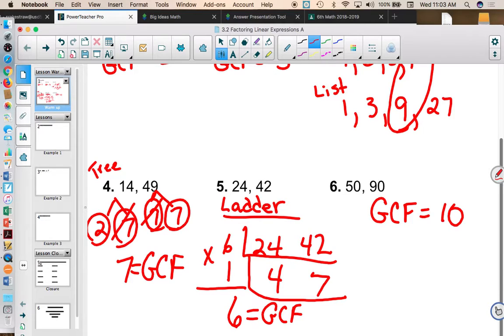Now, today you will be factoring linear expressions. The goal today is you will factor linear expressions.